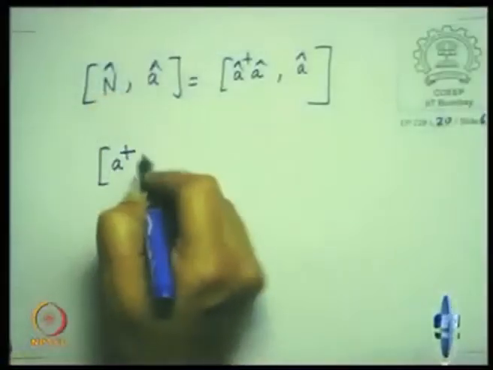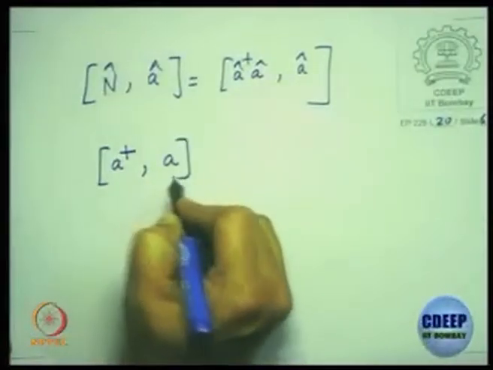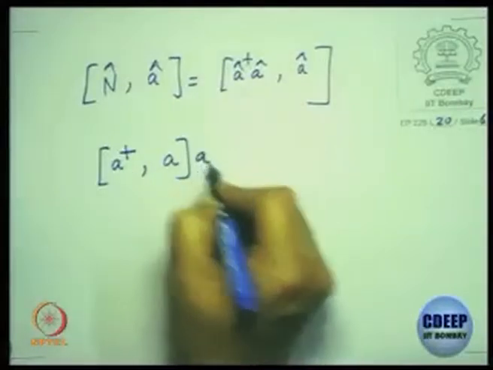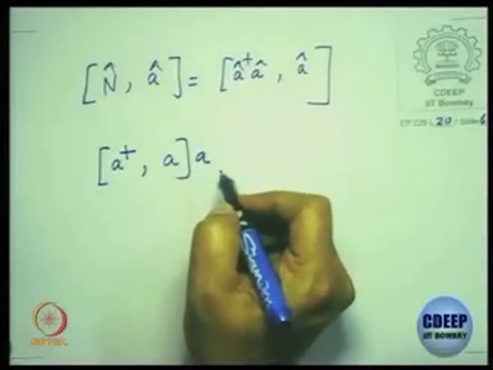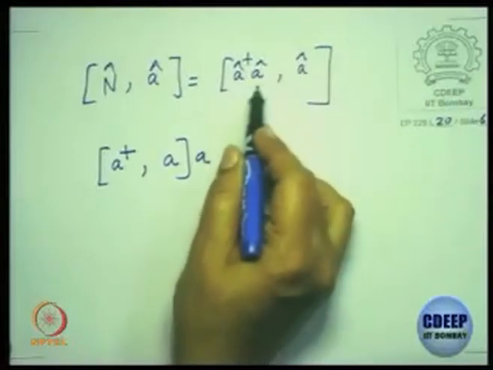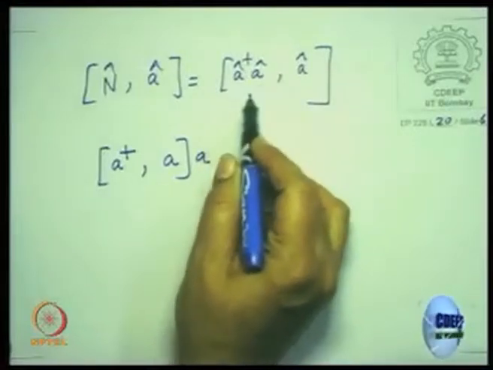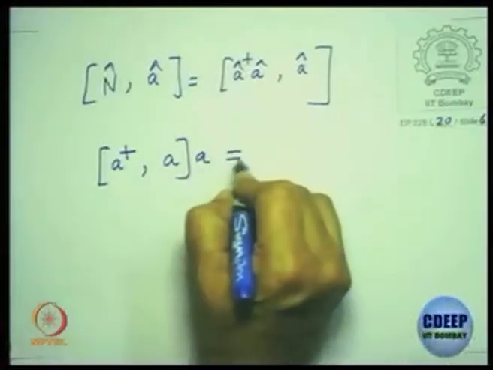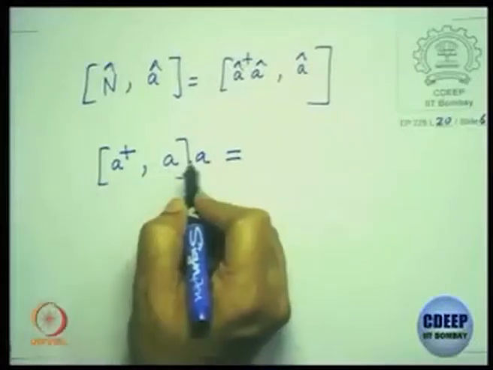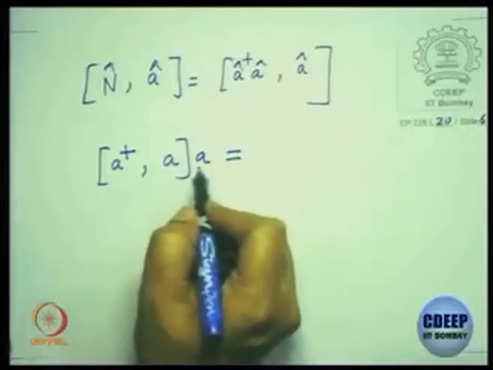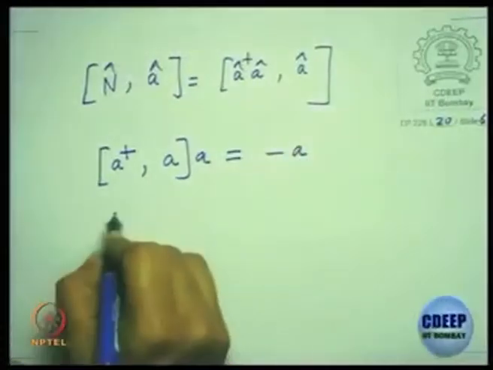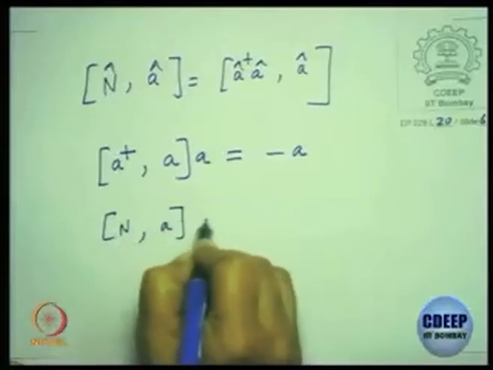Okay. So what will this be? A dagger with A. Which side should the other A go? This side. Very important. Why? Order matters. A and A dagger don't commute. What will this be? A with A dagger was 1. A dagger with A is minus 1, so you have a minus A. So the commutator of the number operator with the A operator is minus A.